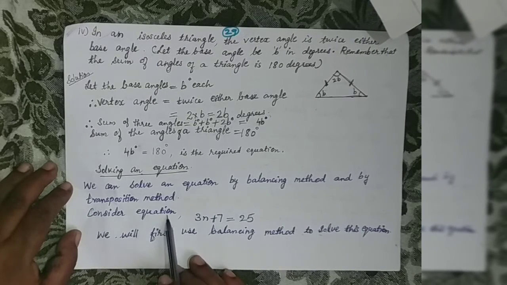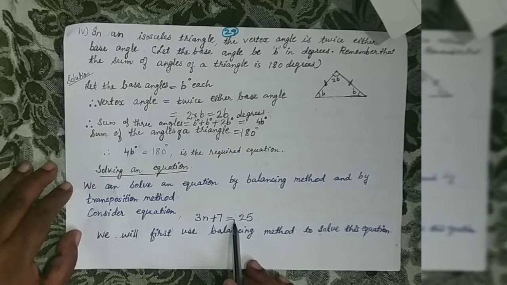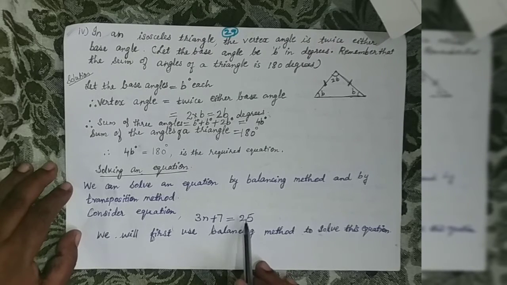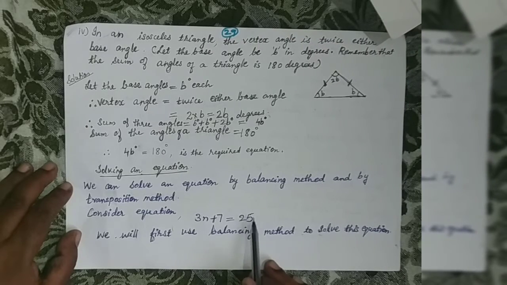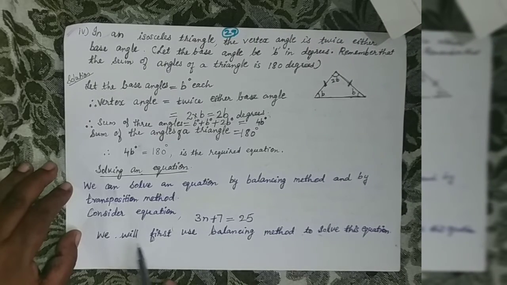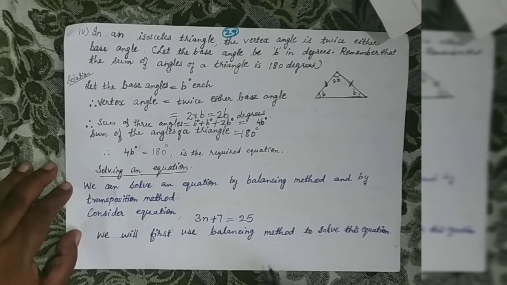Now consider an equation 3n plus 7 is equal to 25. Left of the equality sign is 3n plus 7. That is known as LHS. Right of the equality sign is 25. That is our RHS. We will first use the balancing method to solve this equation. I want to show you how we can solve an equation by the balancing method and by the transposition method also.